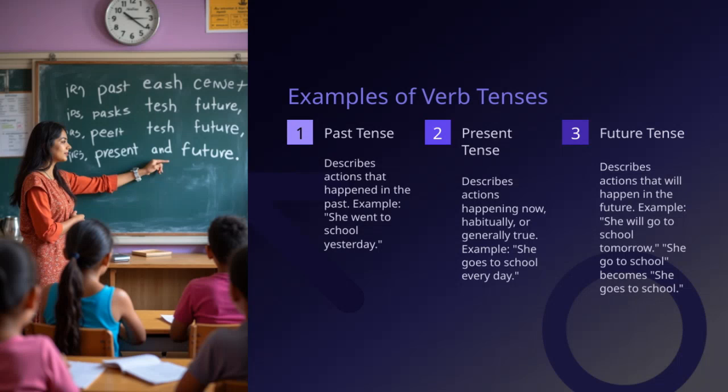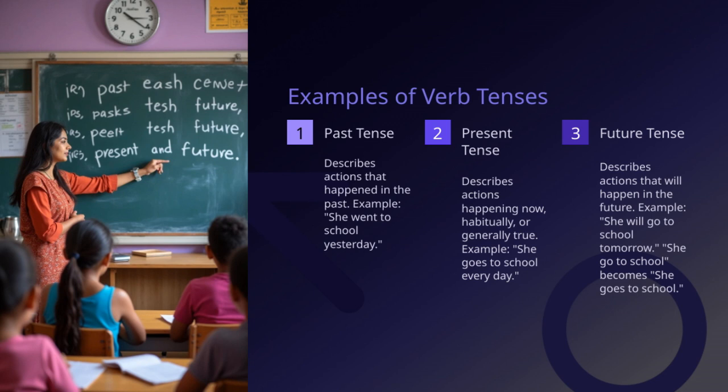Now let's take a closer look at the examples of verb tenses. First, we have the past tense, which describes actions that already happened. For example, "She went to school yesterday." This tells us that the action took place in the past.